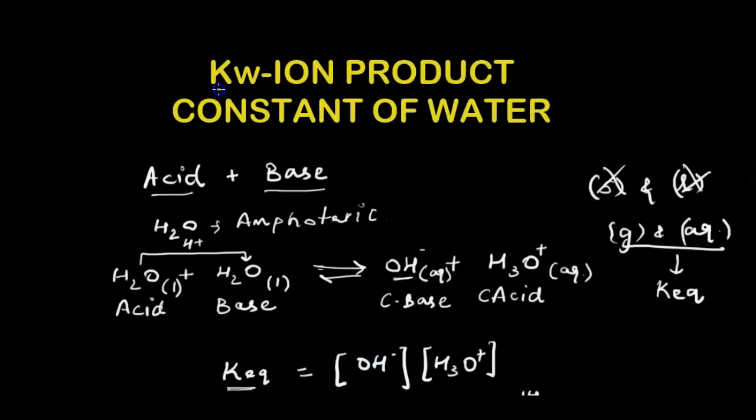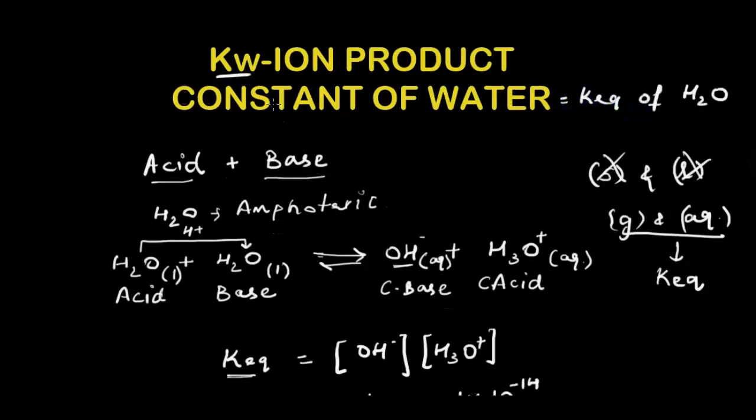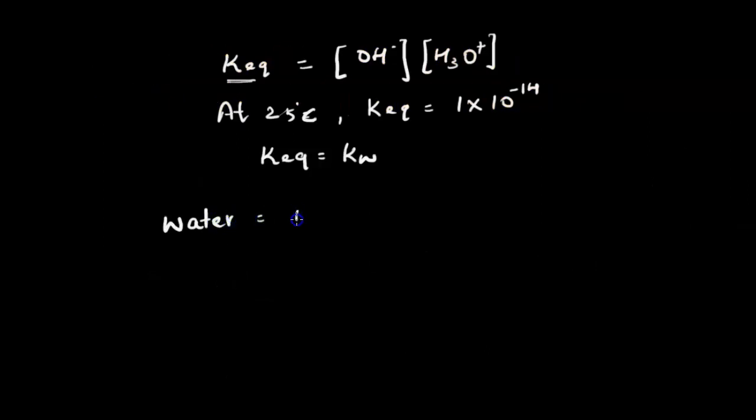And that's what this Kw is, the ion product constant of water. It's nothing but the K equilibrium of water. So we know Kw is the same as K equilibrium, and the value of Kw is 1 times 10 to the power negative 14. That's always true at a specific temperature, and that is 25 degrees Celsius. We also know that water is a neutral substance. Neutral means its acidic and basic content is balanced out.